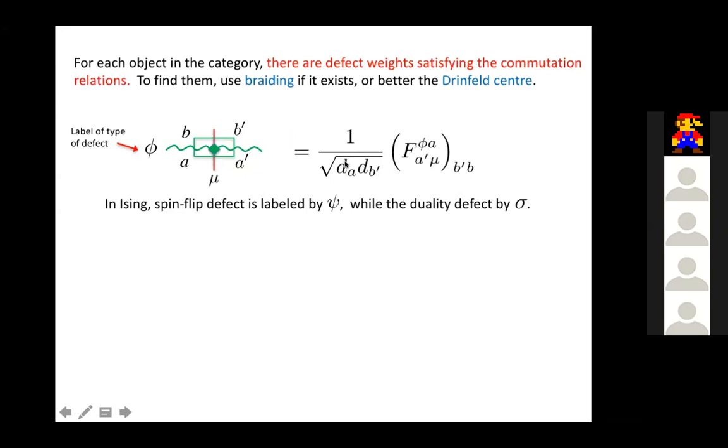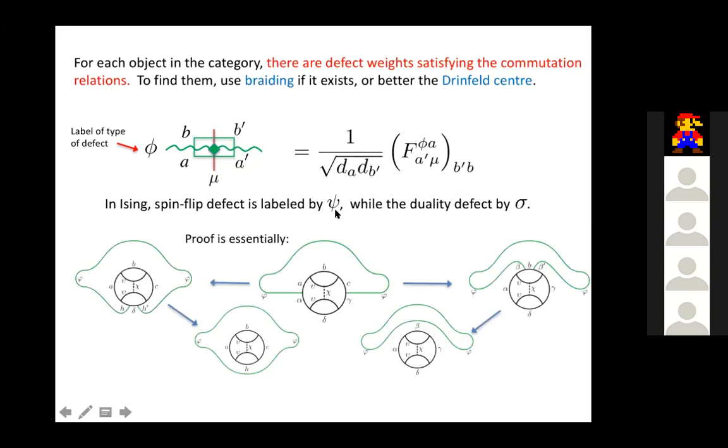So in any of these models, and these are exact. If the category has braiding, the answer is easier, but if not, you talk about the Drinfeld center. For people who know about the Ising category, there's, well, a couple defects I'll talk about in a second.